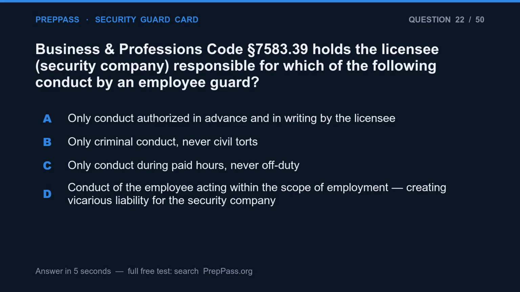Question 22. Business and Professions Code Section 7583.39 holds the licensee, the security company, responsible for which of the following conduct by an employee guard? A. Only conduct authorized in advance and in writing by the licensee. B. Only criminal conduct, never civil torts. C. Only conduct during paid hours, never off-duty. D. Conduct of the employee acting within the scope of employment, creating vicarious liability for the security company.